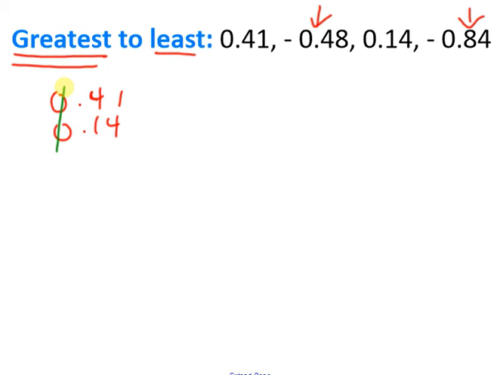Okay, so my zeros cancel, and then I have a 4 and a 1. I'm looking for the greatest. So 0.41 is first, followed by 0.14. So I've taken care of both of those. And I can cross them out here.